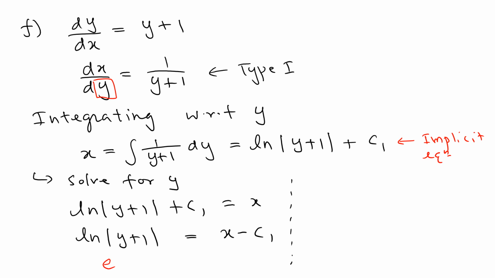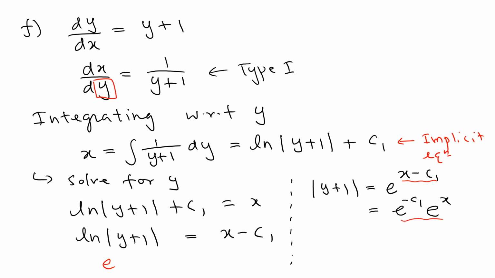So that means we can write this one as the absolute value of y plus 1 equal e to the function on the other side. So write it like that. And then we again use some algebra. We know that when we have a power with a sum, you can write this as a product. So you can write this one as e to the negative c1 times e to the x, because there's a sum, and a sum becomes a product from algebra.